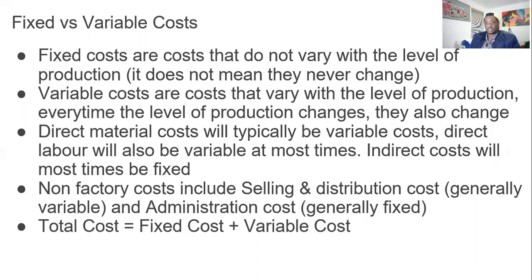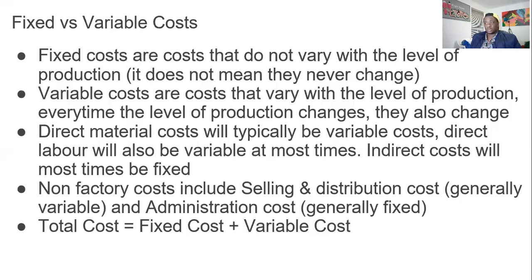Variable costs, on the other side, change with the level of production. So every time you increase production or decrease production, they will also increase or decrease. For instance, if you need 2 eggs to make 1 cake, then to make 2 cakes, you're going to need 4. To make 3 cakes, you're going to need 6. So every time you produce, the costs keep on increasing, and if you decide to reduce production, then the cost will also decrease.